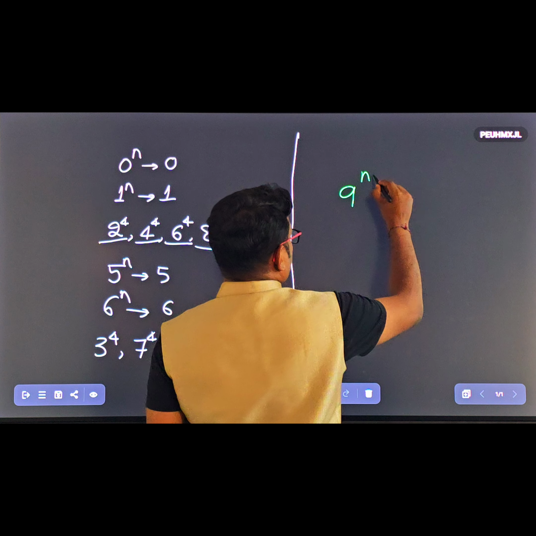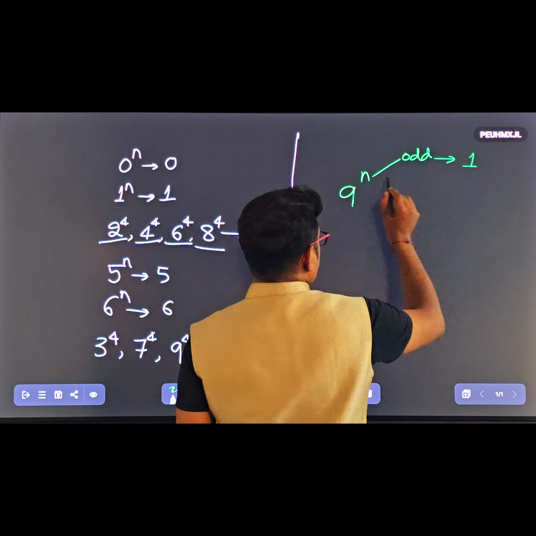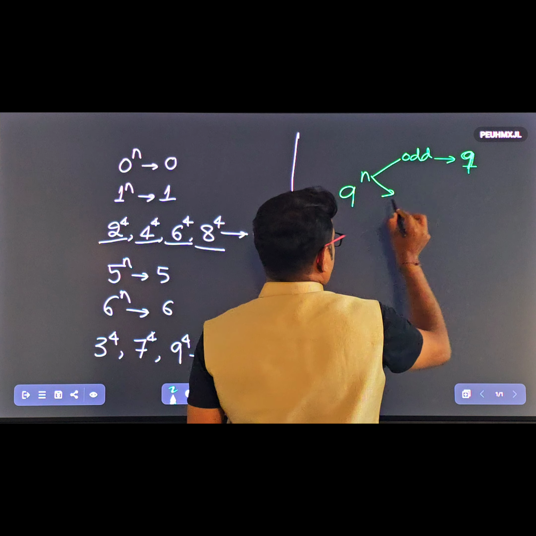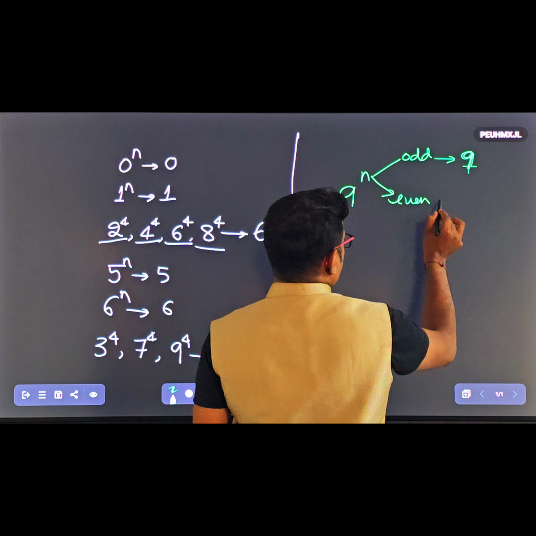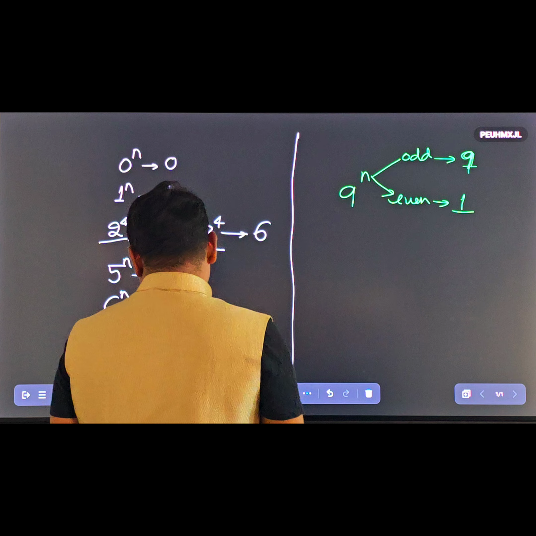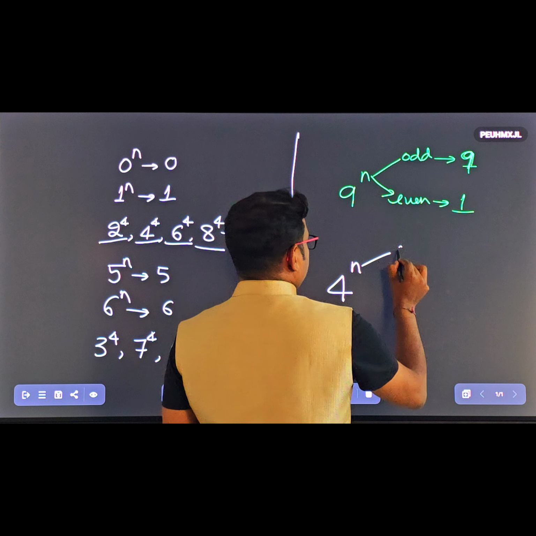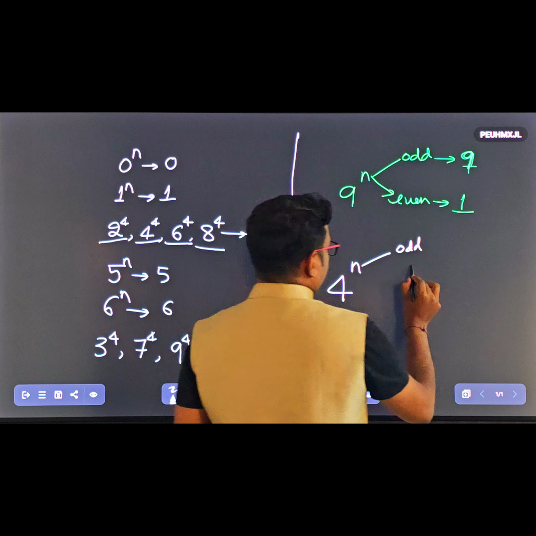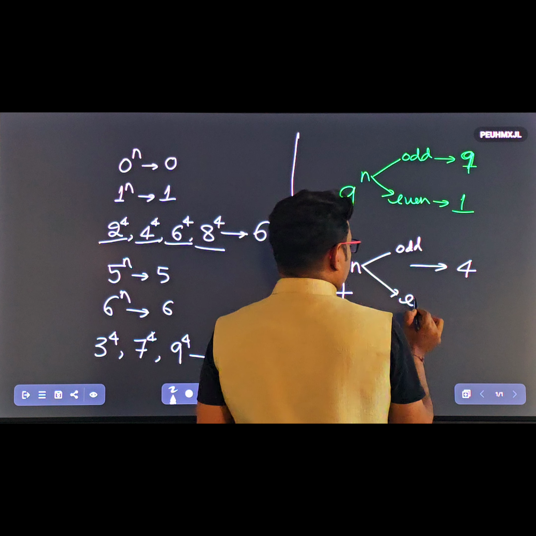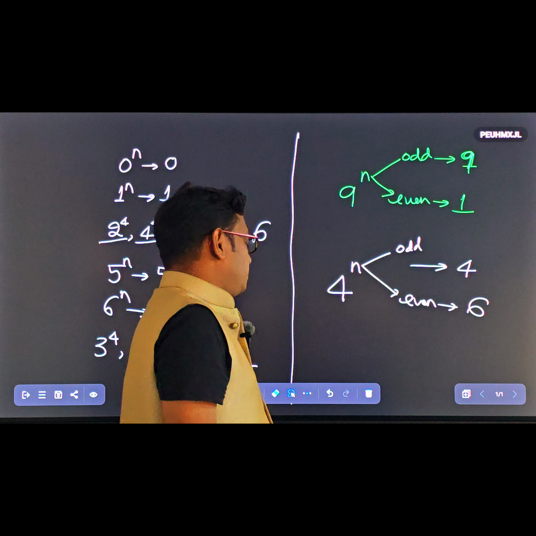One more logic, please see here. 9 power n: if n is odd, then it is 9 in the units place. If n is even, then we will be having 1 in the units place. This is another logic we should know. Now, similarly, 4 power n. If n is odd, then we will be having 4 in the units place. If n is even, then we will be having 6 in the units place.